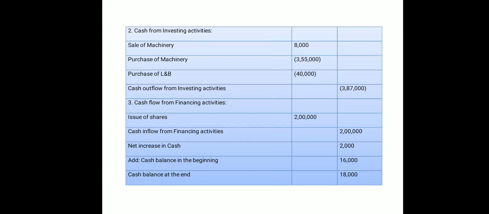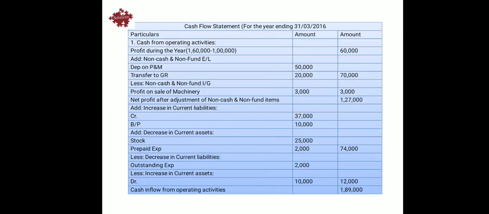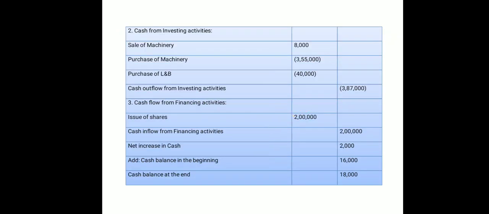Very first we have the issue of shares, and actually in this question we have only one item under financing activities, the issue of shares. That is cash inflow, so 2 lakh, and as we don't have any other items here, I'm going to keep that 2 lakh in the outer column. Now we have to adjust with the final amount of cash inflow from operating activities, that is 1,89,000, the final amount of cash outflow from investing activities, that is 3,87,000, and the final amount of cash inflow from financing activities, that is 2 lakh.